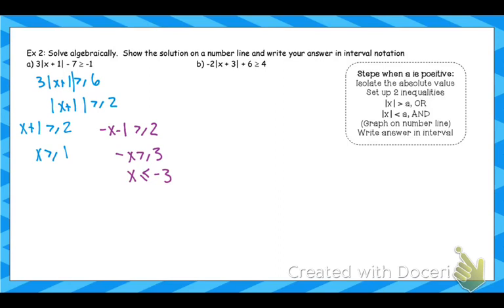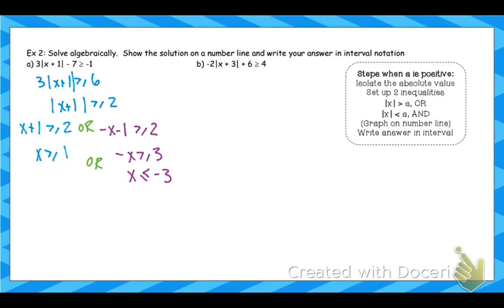Well, now when I write my solution, I'm going to graph the solution on a number line. But I want to consider what I was talking about here with the and the or. So the original problem here, once the absolute value was isolated, was absolute value is greater than a number. So this is going to be an or situation. So my solution is either going to be when x is greater than or equal to 1 or when x is less than or equal to negative 3.